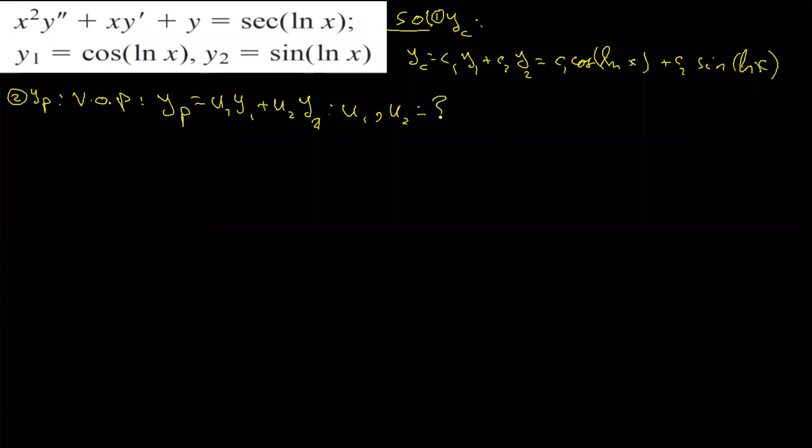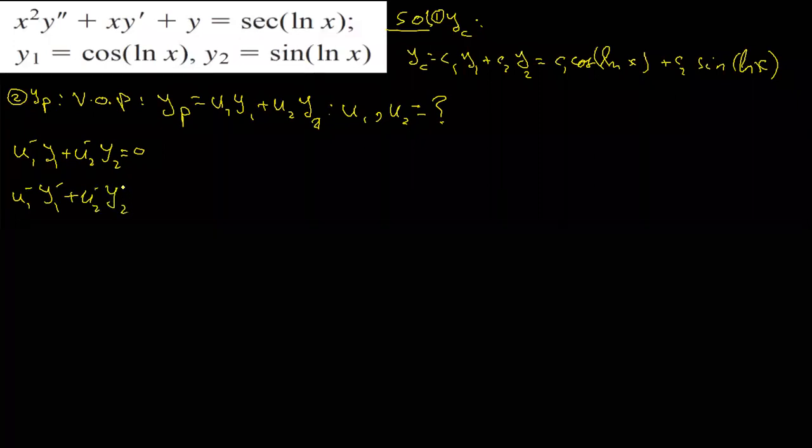Those functions, I need to find them. How to find them? By writing this system: u1 prime times y1 plus u2 prime times y2 equals 0, and also u1 prime y1 prime plus u2 prime y2 prime equals f(x).